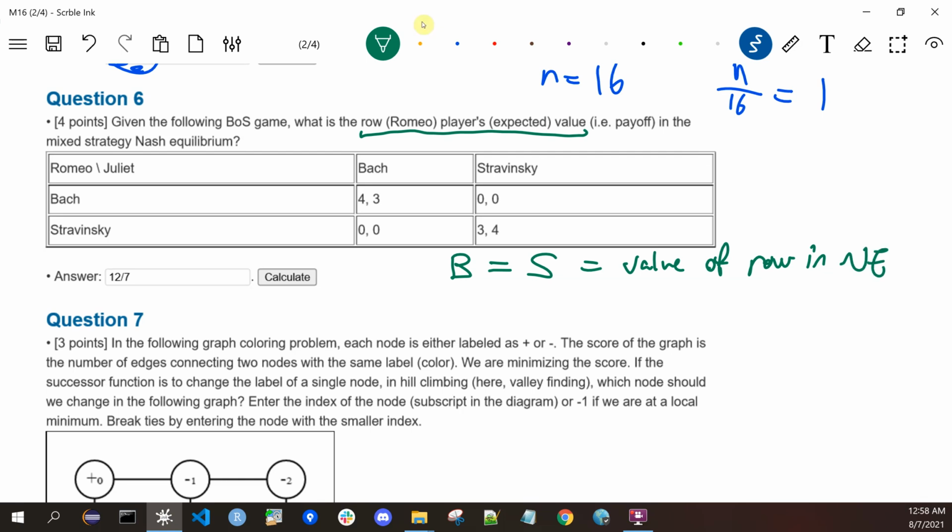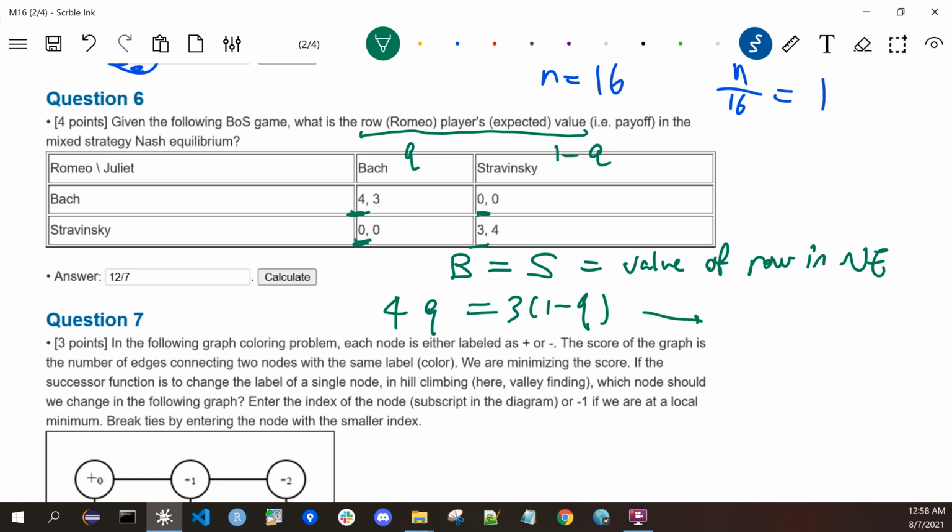So in order to set them equal to each other, we need the action of the column player. So we'll say Juliet will play B with probability Q and S with probability 1 minus Q. Then if Romeo plays B, he gets 4 with probability Q and 0 with probability 1 minus Q. And I'll set it equal to getting 0 with probability Q and 3 with probability 1 minus Q.